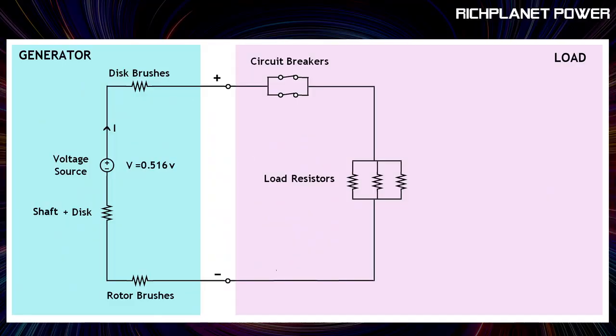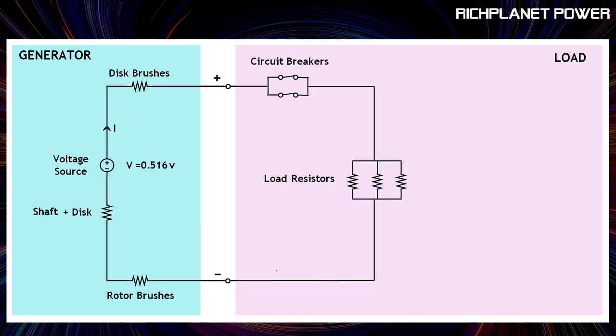circuit theory. As I explained in the previous video, the machine's output is an electrical circuit consisting of various things in series. They are the shaft and disc, the brushes, the circuit breakers, and the load resistors. All of these things in the output circuit have electrical resistance, and the output voltage across them is fixed. In our case, it's 0.516 volts.